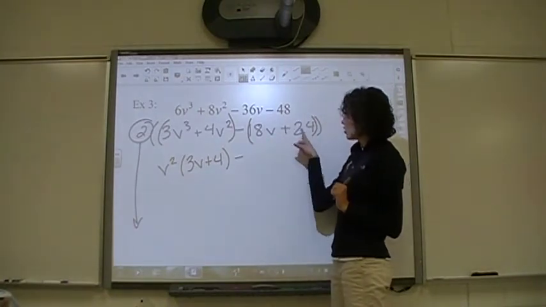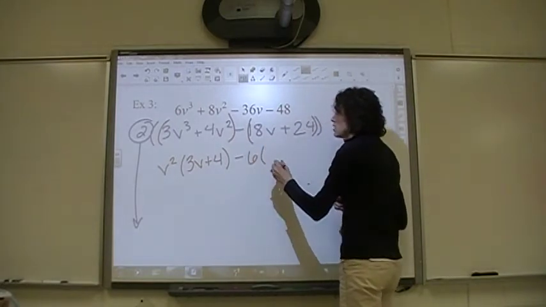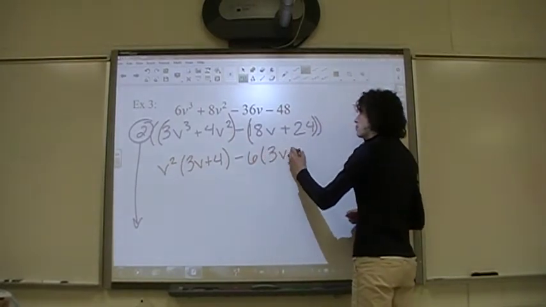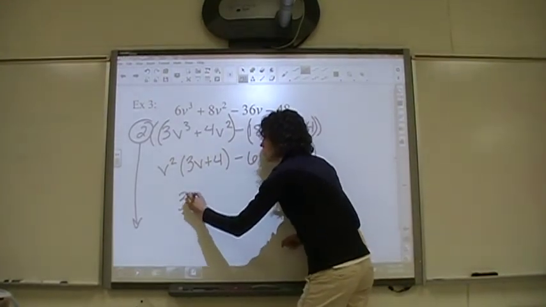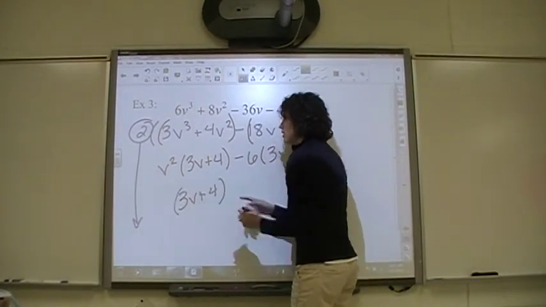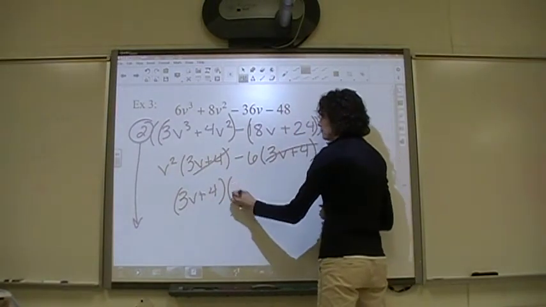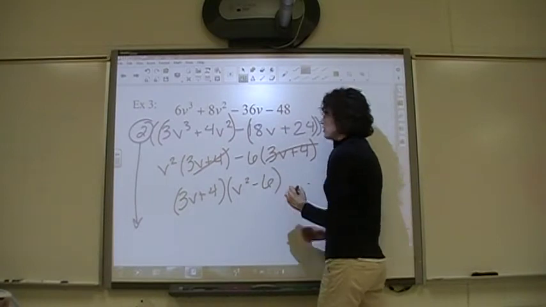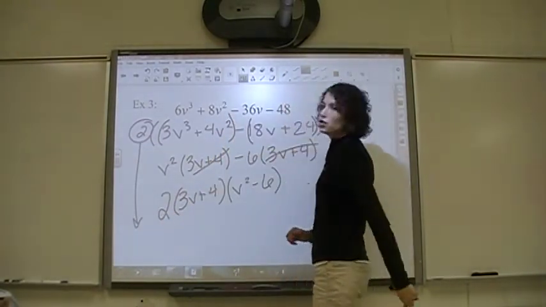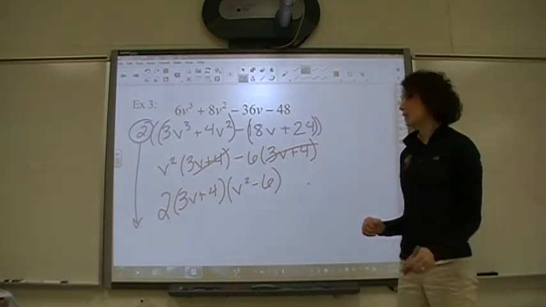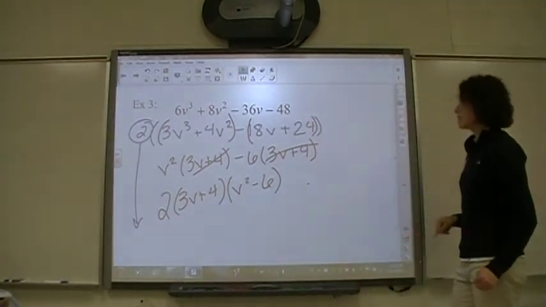All right? So you keep that minus sign here. 18v minus, or now plus 24. You can take a 6 out of both of those, and you're left with 3v plus 4. So we see 3v plus 4 twice. And then you're left with v squared minus 6 left over. Then you see how you have this arrow coming down here. That reminds you that you have to put that 2 out in front because it asks you to completely factor. All right, so let's go ahead and look at the next example.